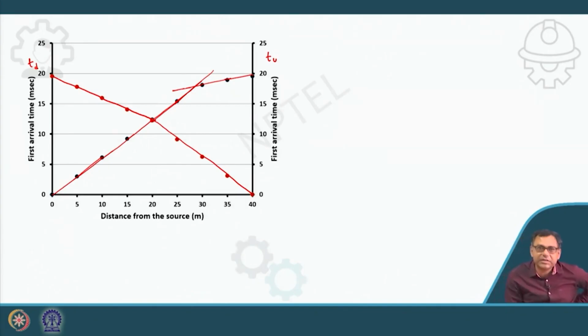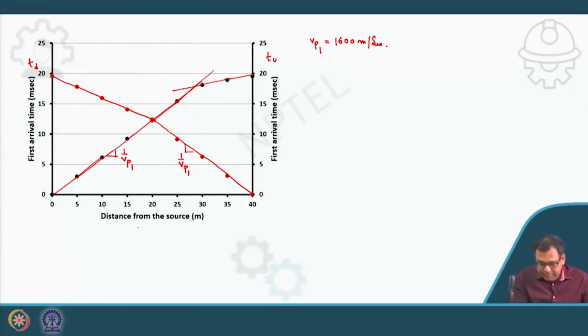So this is TU, this is TD, down, up. Now from here, the slope will give me 1 by VP1. From here also the slope will give me 1 by VP1. So ideally they should give the same value, but there may be slight deviation, and if there is, then you will get the average of these two VP1. But for my case, the graph gives the same value. So that's why I can write that VP1 is coming out to be 1600 meter per second.